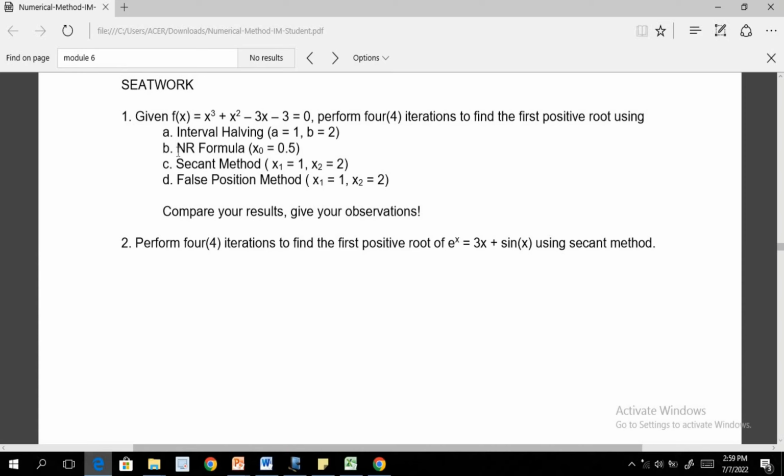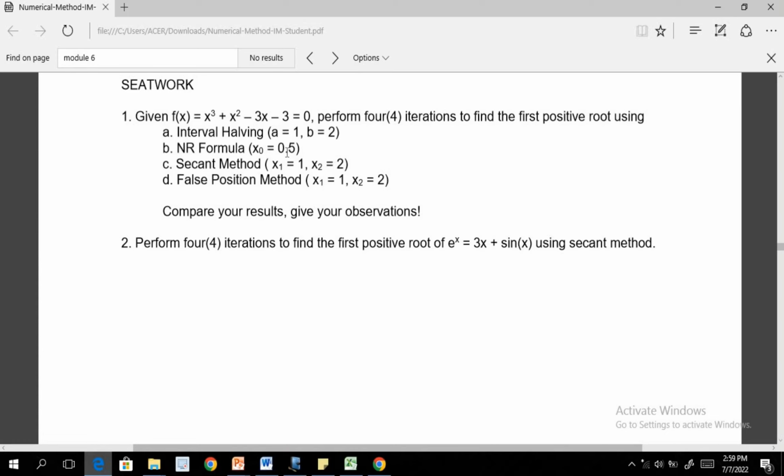Again, you have to follow the format. Interval halving is bisection method. NR is the Newton-Raphson. Again, given yung ating X0 0.5, kaya wag na kayong magpakahirap. The same with your bisection method, meron na tayong initial values for our x, 1 and 2. For the secant method, meron na po tayong x1 at saka x2.